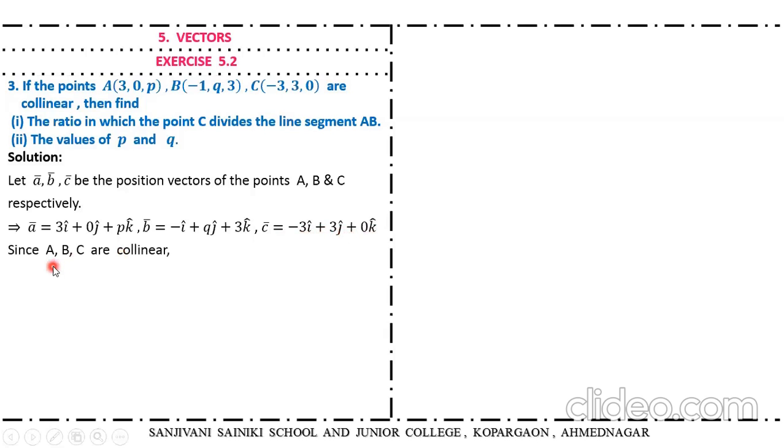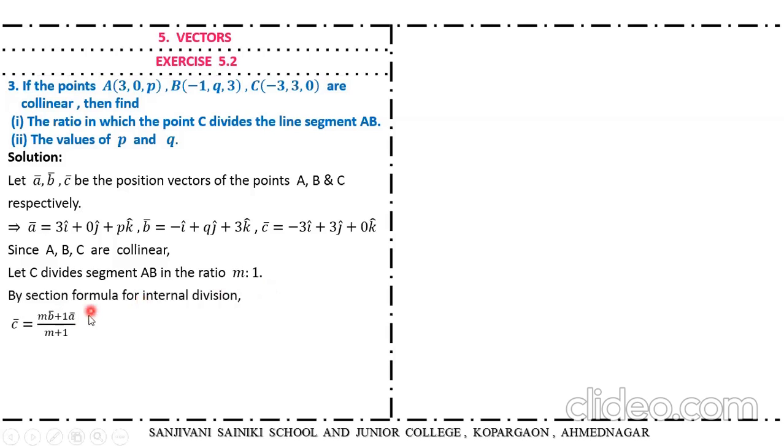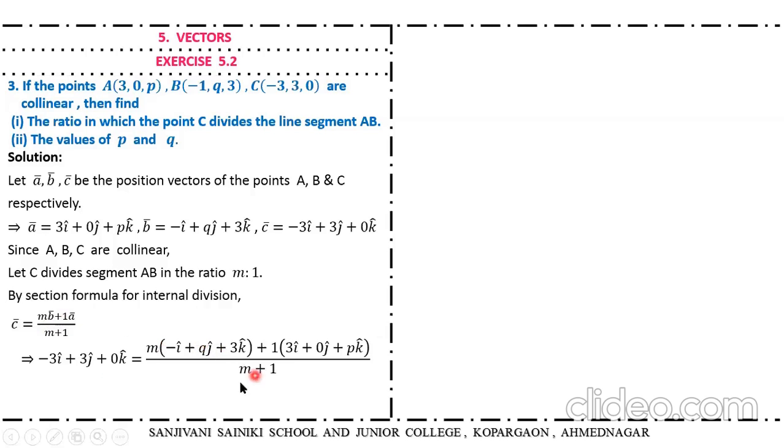Now it is given that A, B, C are collinear. That means C divides the segment AB in the ratio m is to n. As the points A, B, C are collinear, the point C divides AB. We don't know whether it is divided internally or externally, but since they are collinear, C must be divided in some internal or external ratio. We take that ratio as m is to 1. So by using the section formula for internal division, we get C bar is equal to (m B bar plus 1 A bar) upon (m plus 1). Now put the values of C bar, B bar and A bar. Take this m plus 1 to this side.